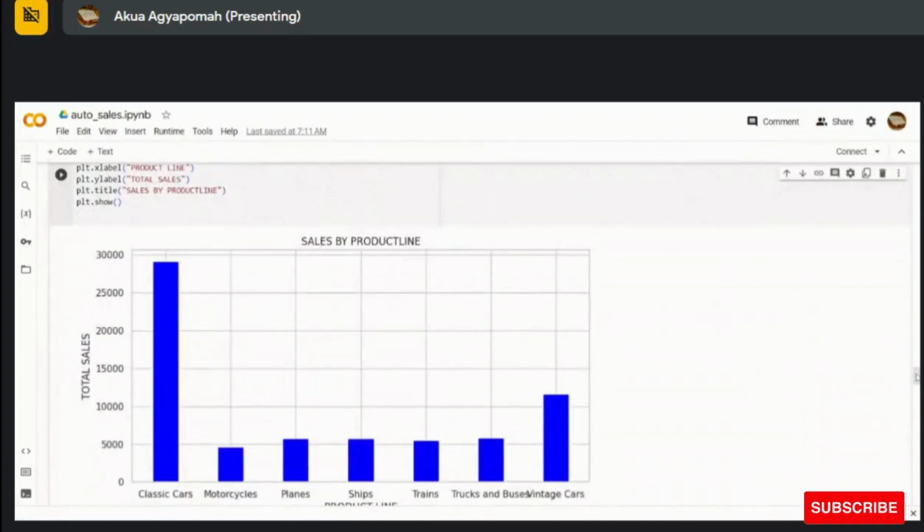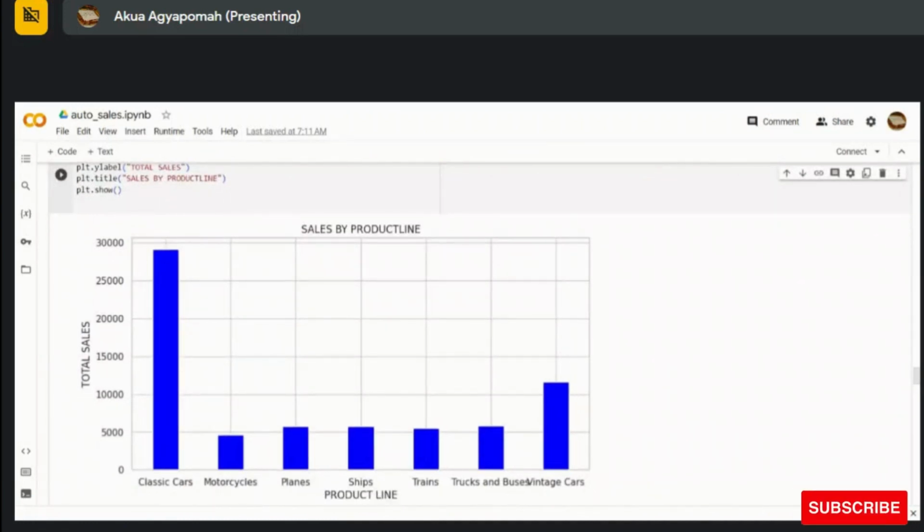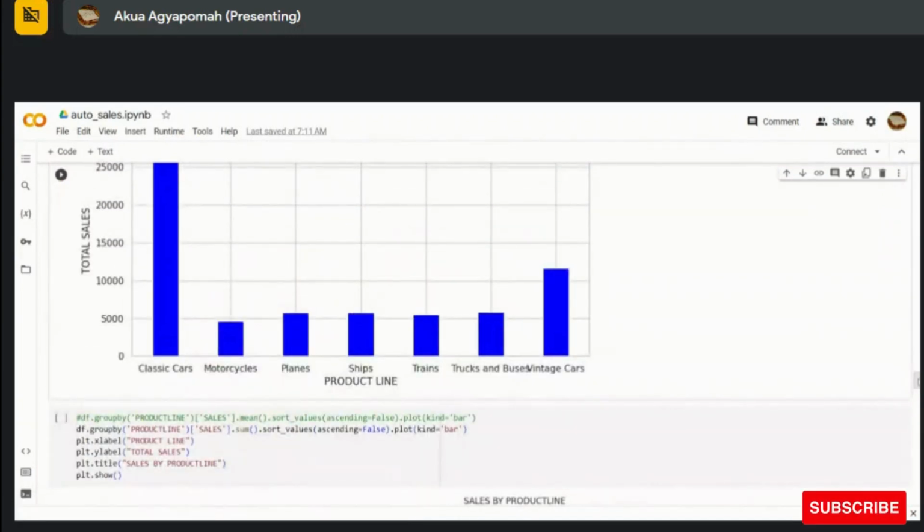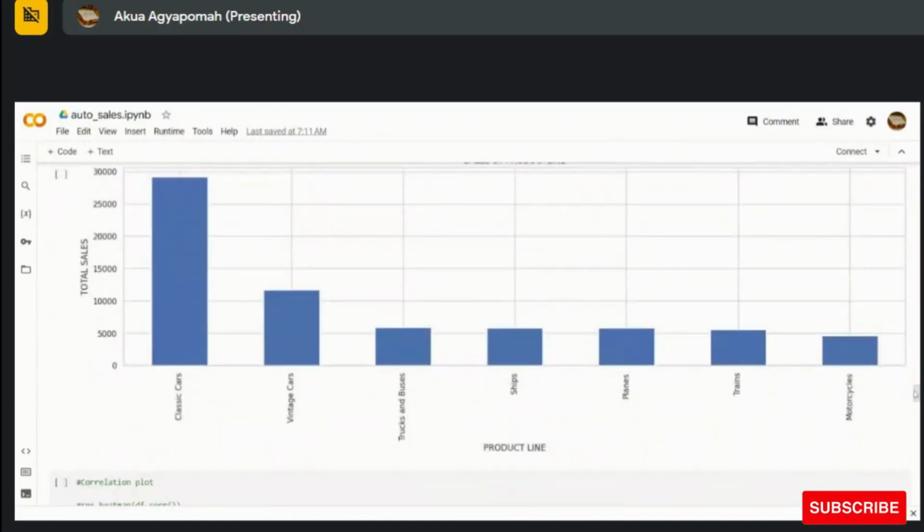When it comes to effective data visualization, ordering is very important. So maybe this particular chart is not supposed to be this way. For people to get the needed information at a quick glance, you have to sort it, whether in ascending or descending order, so that they will know that after classic cars there comes vintage cars, which had the next highest total sales, and so on, and the least is motorcycles. I hope that is clear. So ordering is very important, and that is what I did here.